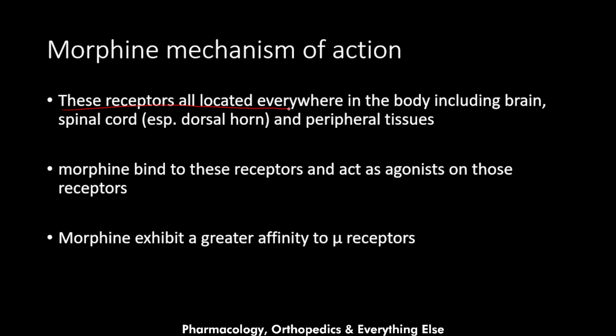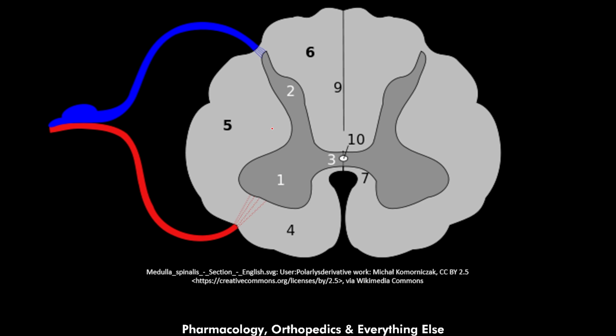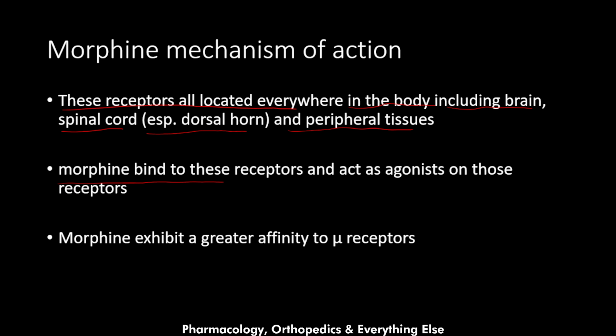These receptors are located everywhere in the body, including the brain, the spinal cord, especially the dorsal horn of the spinal cord, and the peripheral tissues. This is a cross-section of the spinal cord, and the gray matter is in the center, with the posterior horn, the lateral horn, and the anterior horn. The posterior horn is where the sensory information goes when it reaches the spinal cord, and here we have a high density of opioid receptors. So when we give a patient an opioid agonist drug, it blocks the pain sensation coming from the sensory nerves. Morphine binds to these receptors and acts as an agonist on them. Morphine exhibits a greater affinity for the mu receptors.